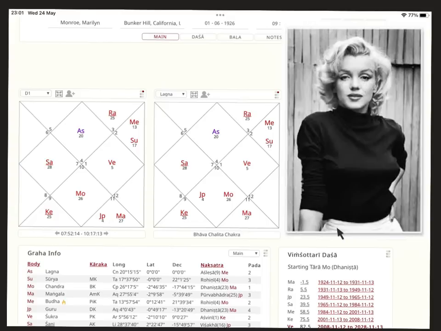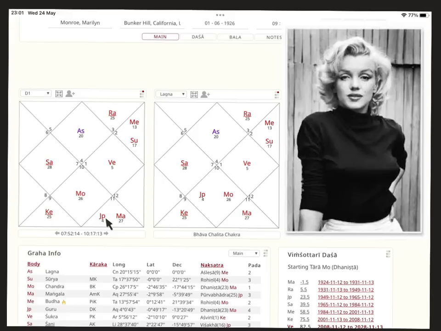Now, she had 3 husbands and none of those marriages were actually satisfactory. Some of them, one of them actually only lasted for a few weeks, months. I can't remember now. I'm not going to look it up, but they were all definitely unsatisfactory. Now, Marilyn Monroe died in Jupiter Mahadasha, in the Mahadasha of a lord in the 8th house of her chart. A very challenging time for her, going from 1949 until her death.